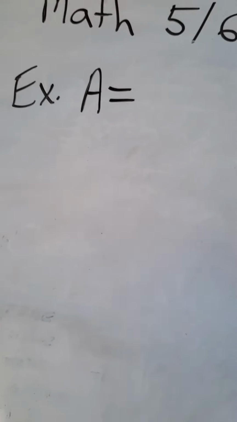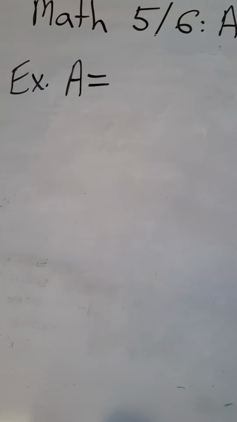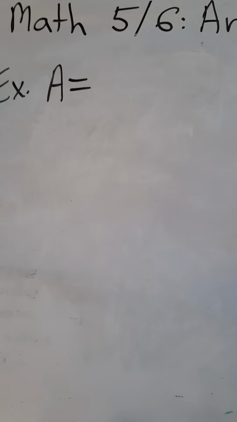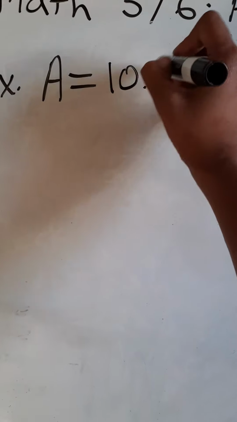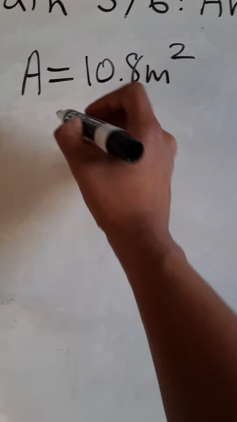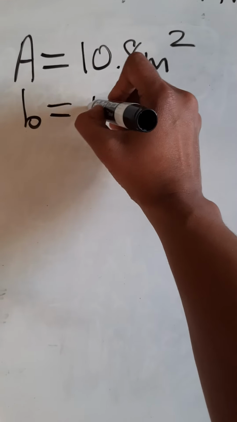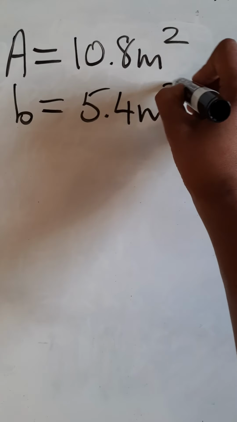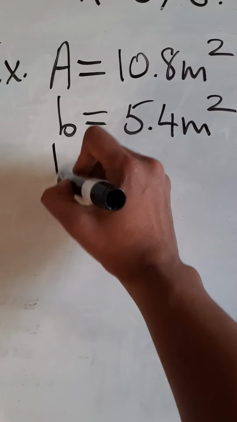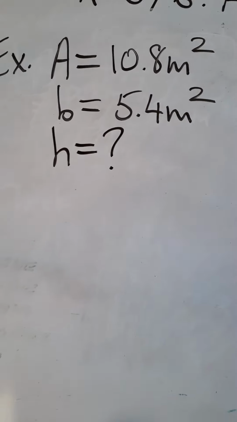Excuse me. And I'm going to give you either the base or the height, and we're going to solve for the other variable, okay? So say the area is 10.8 meters squared, okay? And I'm given the base. Let's do the base as 5.4 meters, okay? And what we're looking for is going to be the height.